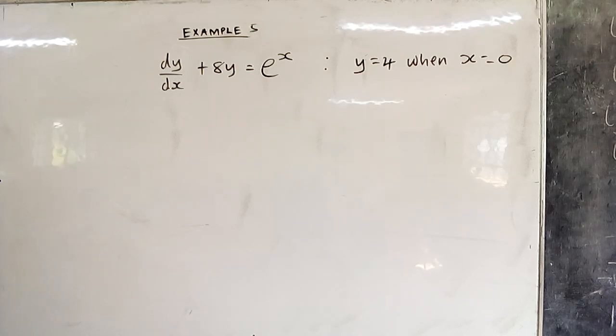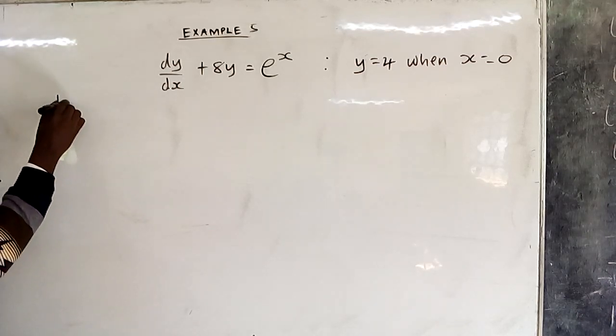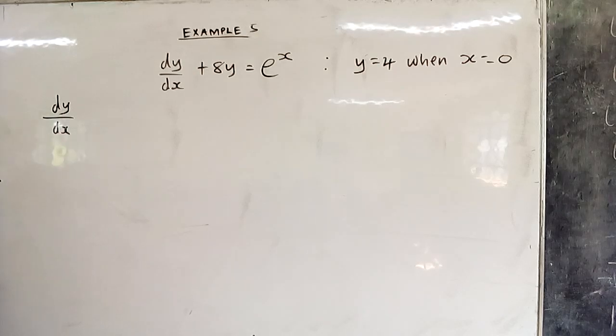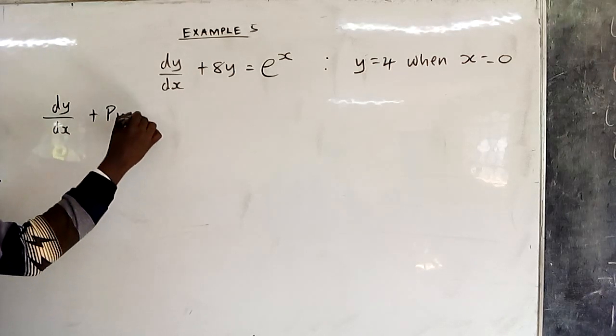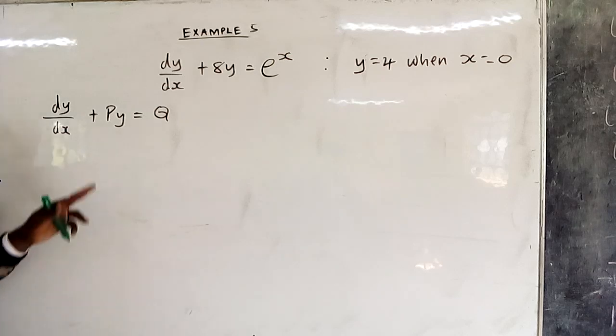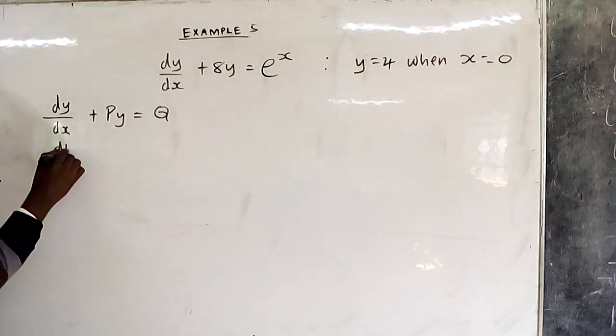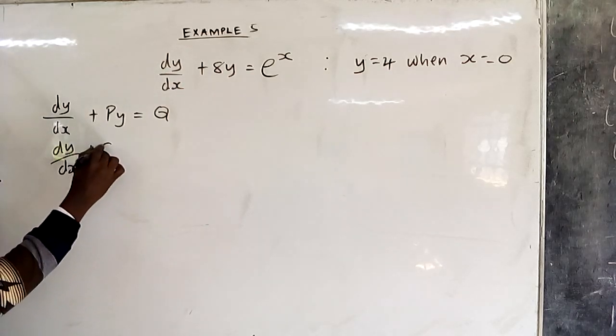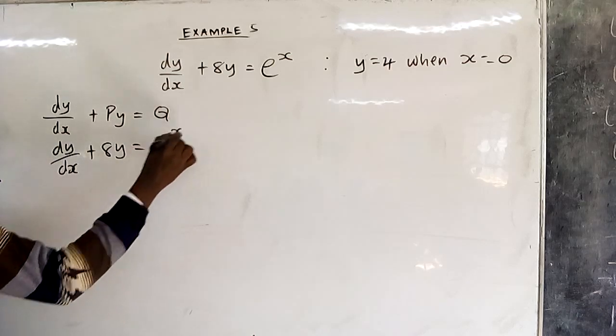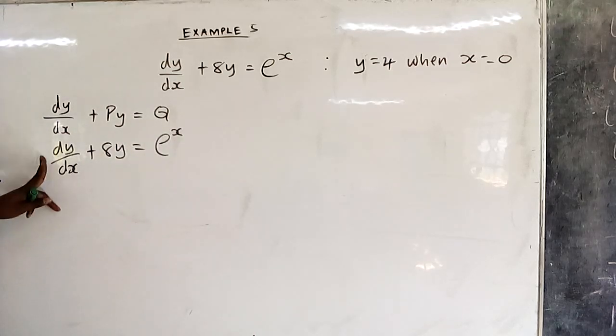A linear first order ODE you cannot solve with the method of separation of variables. You cannot solve it with the method of homogeneous first order ODE, isn't it? So you know very well that a linear first order ODE is in the form dy/dx + py = q, where both p and q are functions of x. Are we together? From your equation, you've been given dy/dx + 8y = e^x. You can see there's no coefficient in both.